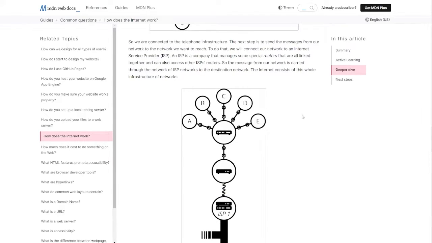So we are connected to the telephone infrastructure. The next step is to send the messages from our network to the network we want to reach. To do that, we will connect our network to an internet service provider.